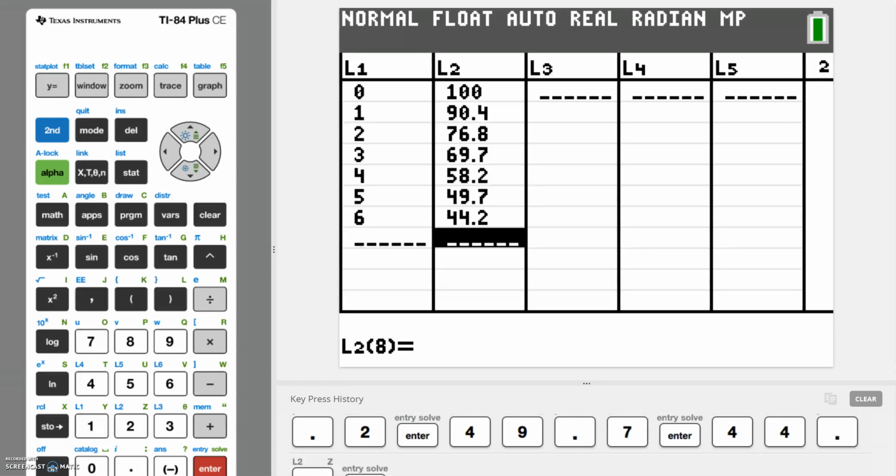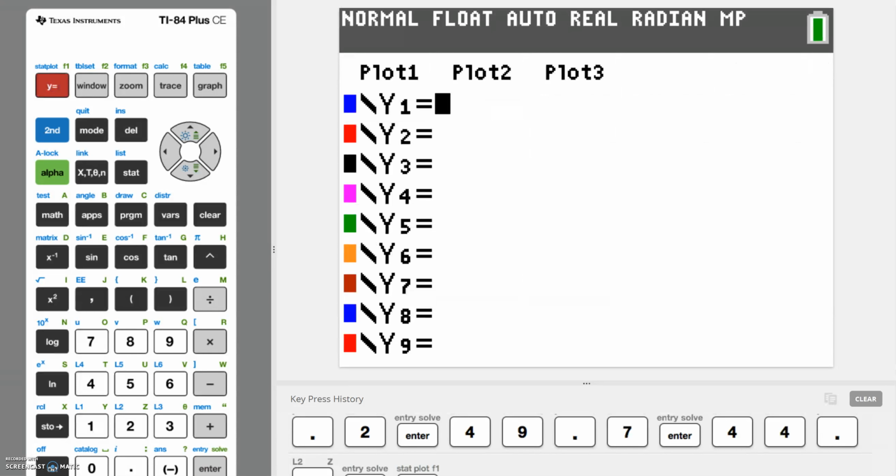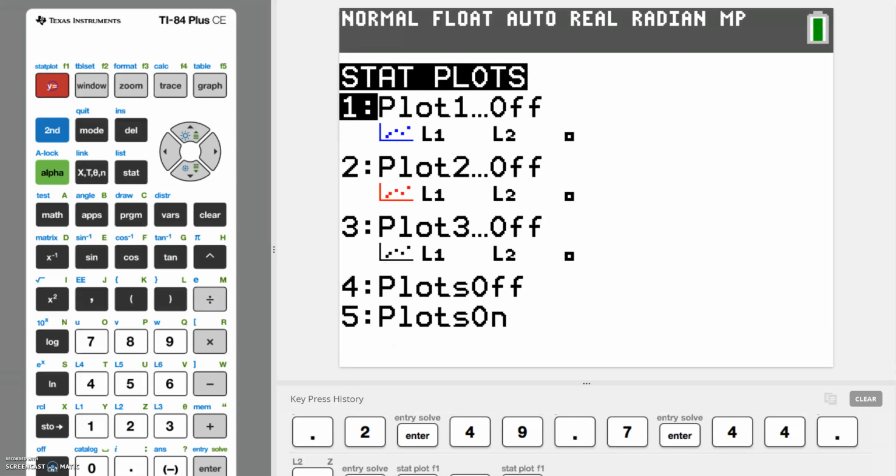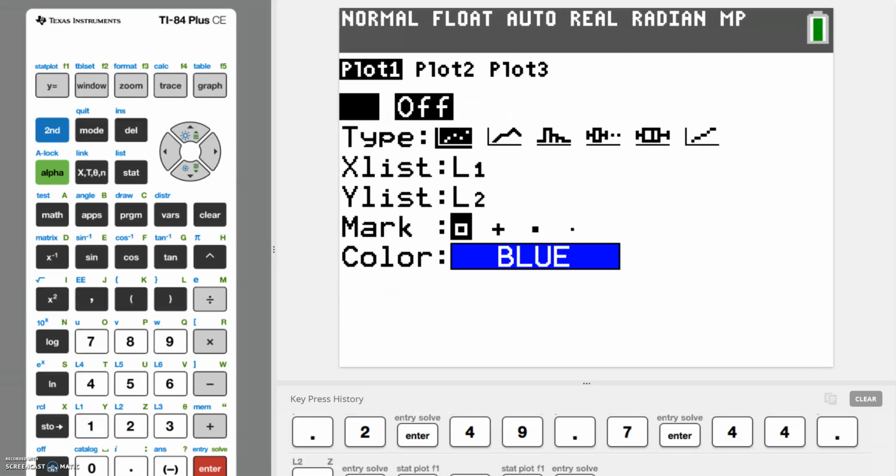All right, so remember, if we want to see the data, I'm going to go to my y equals and make sure that's all cleared out, which it is. I'm going to go to second y equals, turn on stat plot number 1. Make sure that the scatter plot is chosen here. The lists in which you put the data are chosen here. The type of mark you want to use is here, and then if you have a color calculator, it'll ask you for the color.